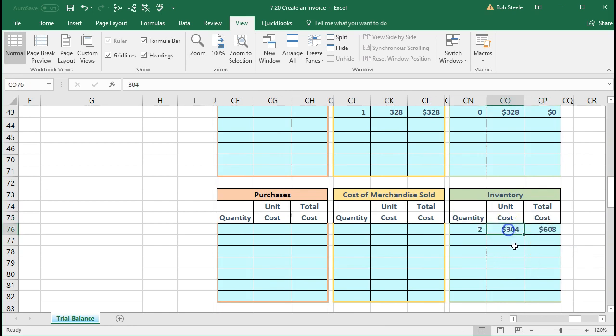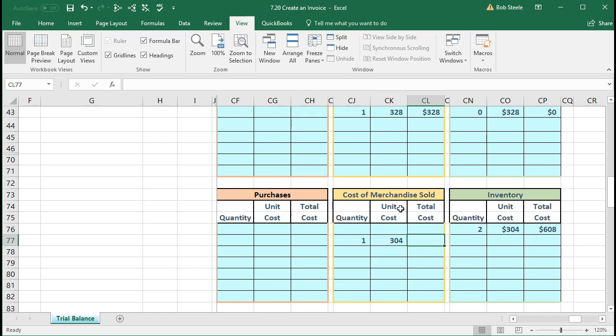They both cost $304. We're using an average method, by the way, which is the method that the desktop version of QuickBooks would use, but you can also use FIFO or LIFO or some form of specific identification. And so we're going to use the average method here. And we're going to say that we sold one. So in the cost of goods sold, we're going to say we sold one of these at the 304.